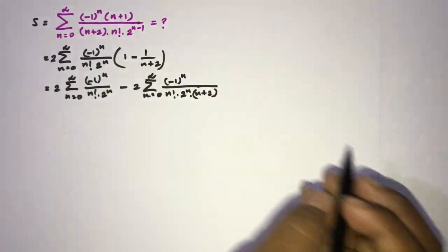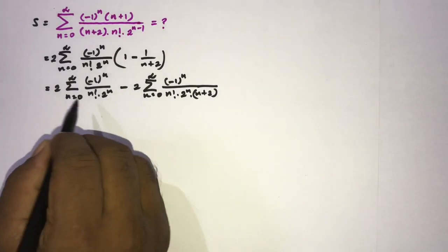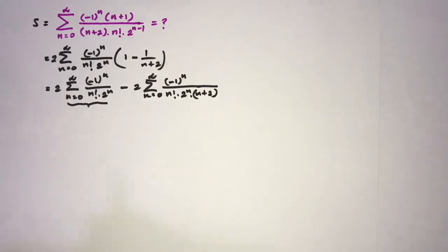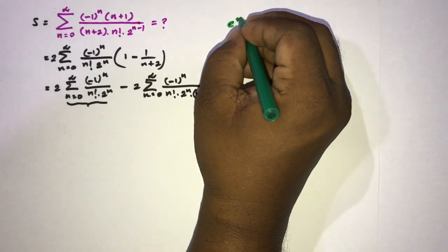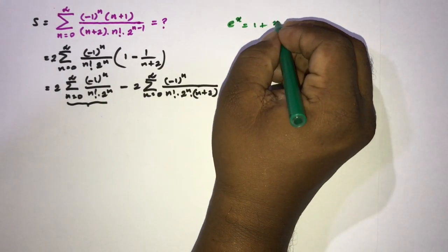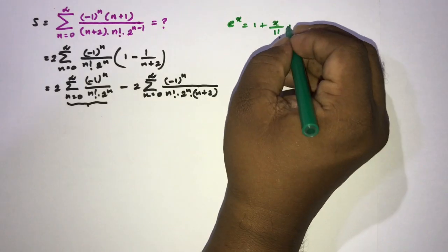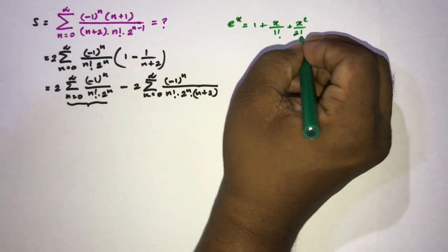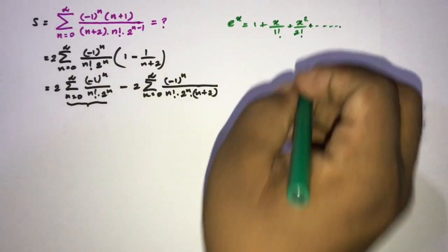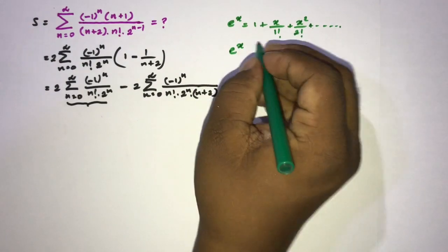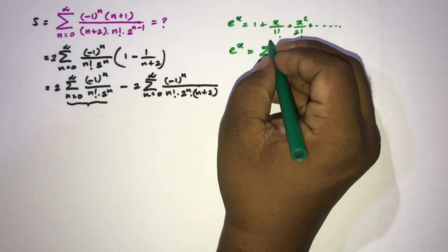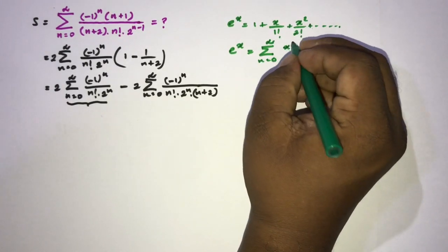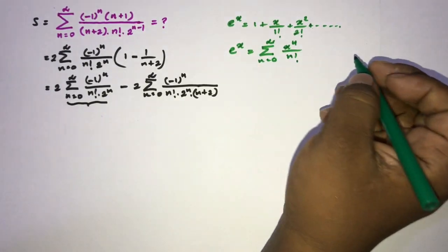Okay, now this is a very easy infinite series. It is easy to calculate. So we know e to the x is equal to 1 plus x over 1 factorial plus x squared over 2 factorial plus so on, and we can write e to the x as an infinite series. We know the sum from 0 to infinity of x to the n over n factorial.